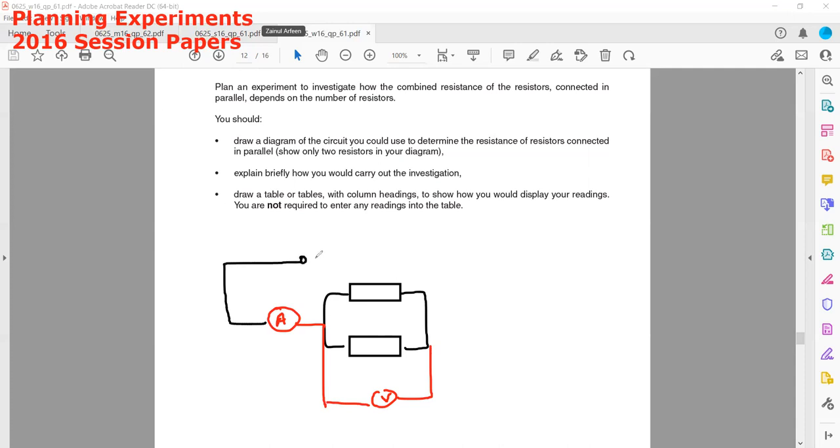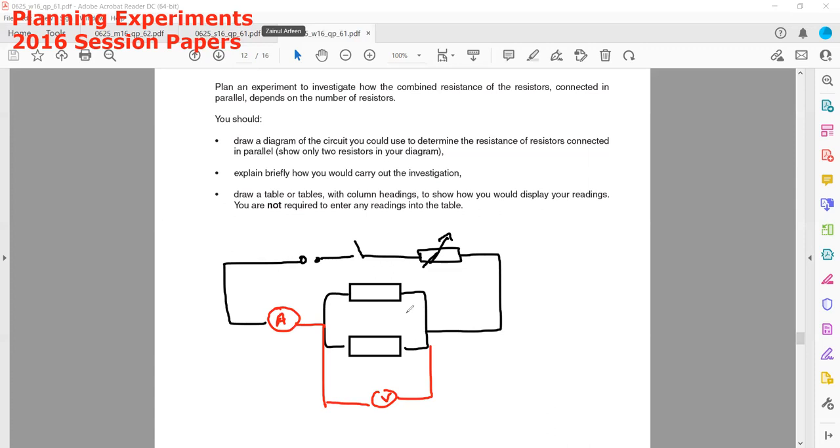Then we have a power supply. So this is the symbol for a power supply. Then there's a switch and a variable resistor, so we can change the voltage and current to find the different results. So this is a circuit which we'll use to investigate how the number of resistors can affect the resistance of a circuit.